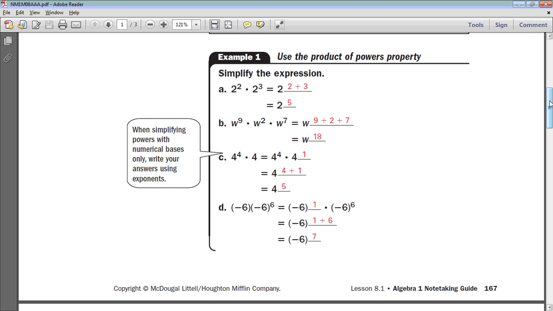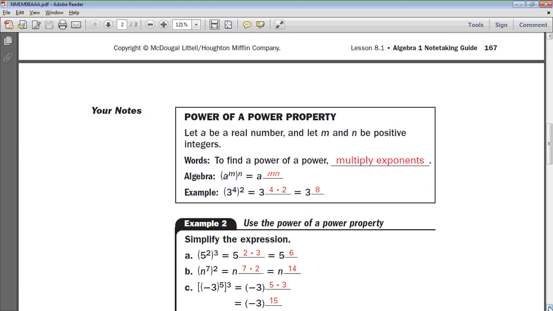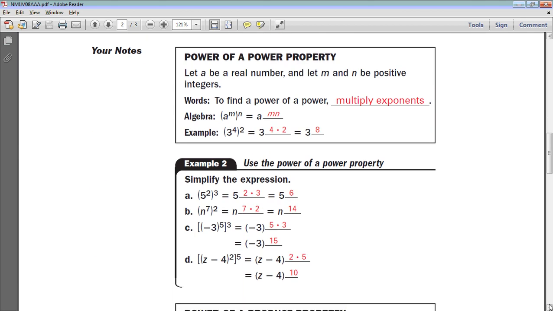Does that make sense? Kind of? All right. Power of a power. This is different than multiplying. If you have a base, or let A be real numbers, so this is just any number you can think of, and M and N are positive integers. So basically they're whole numbers, positive integers. To find the power of a power, multiply the exponents. So when you have a power to a power, you multiply them.